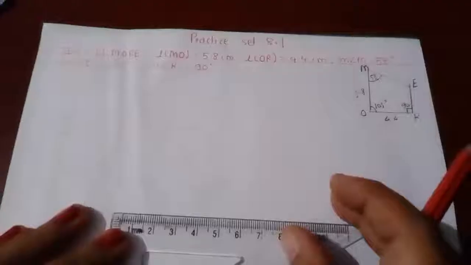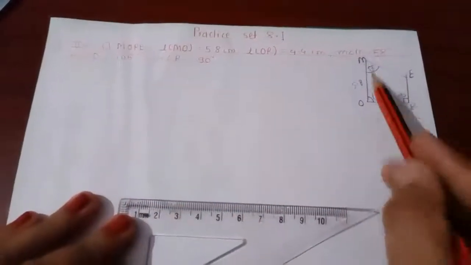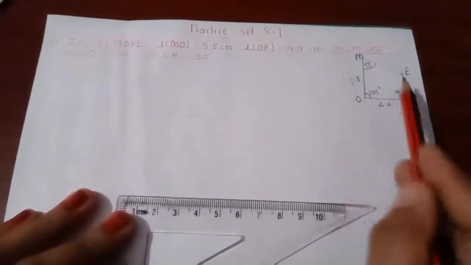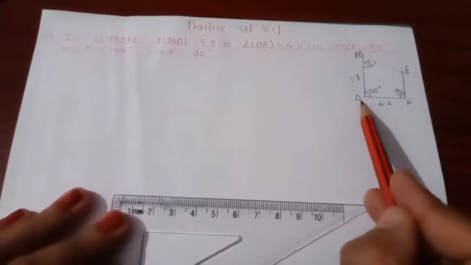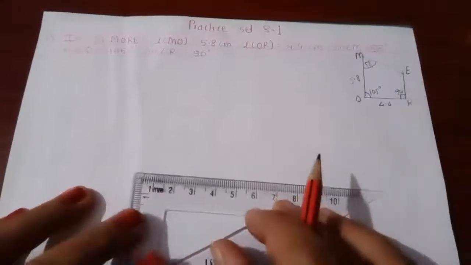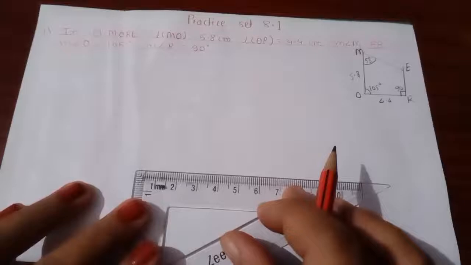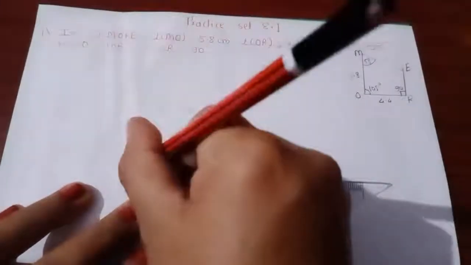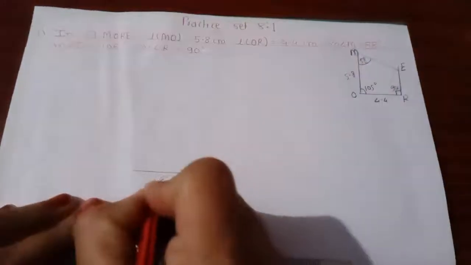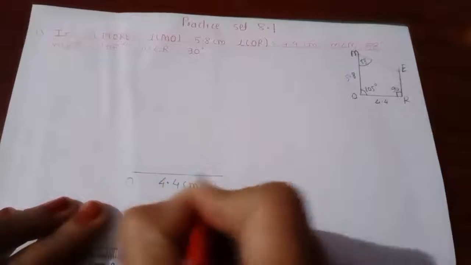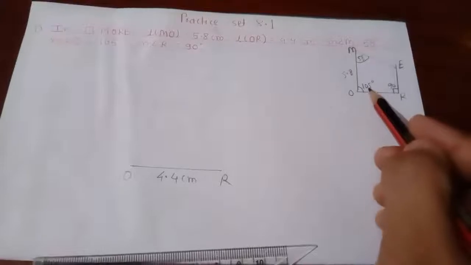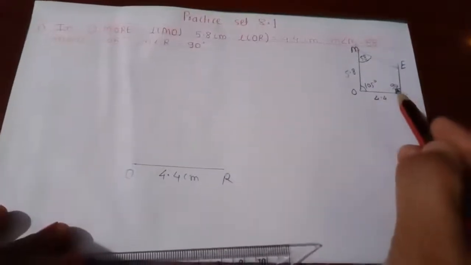In the first example, first we draw a rough diagram, quadrilateral MORE, and write down the measures in the rough diagram. We know that the base is OR, 4.4 centimeter. So first we draw base OR, 4.4 centimeter. Draw the line OR.